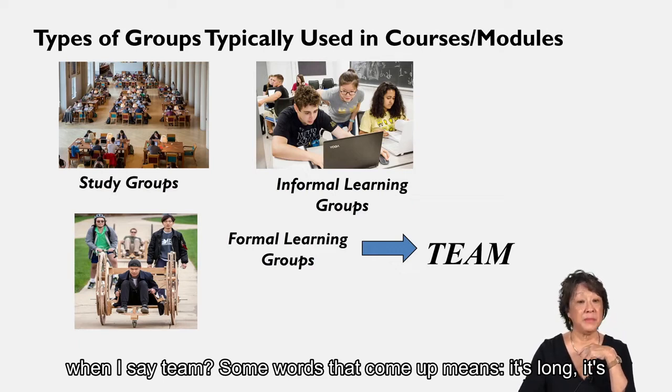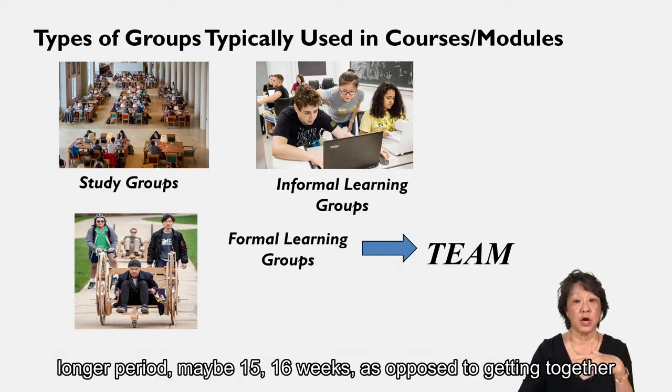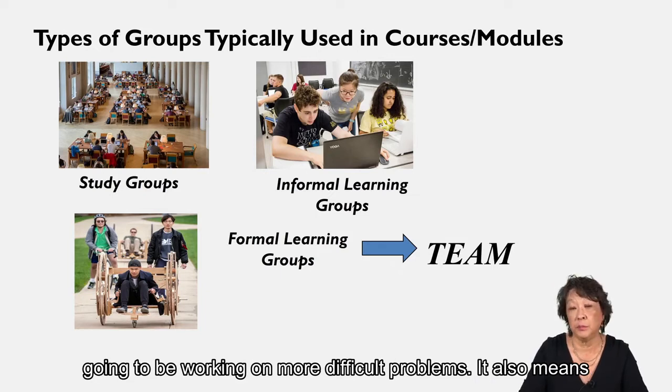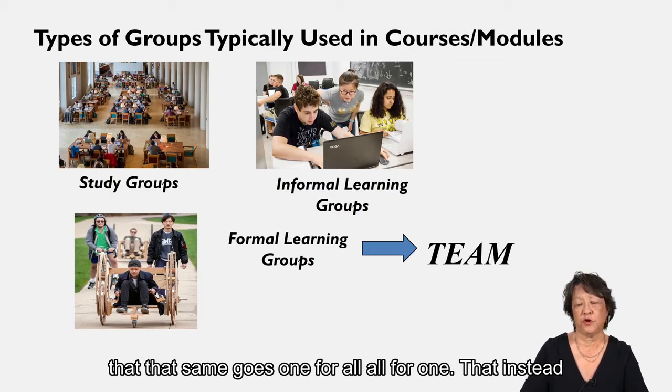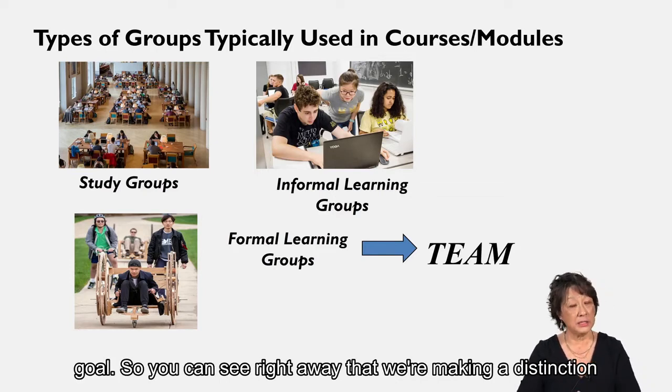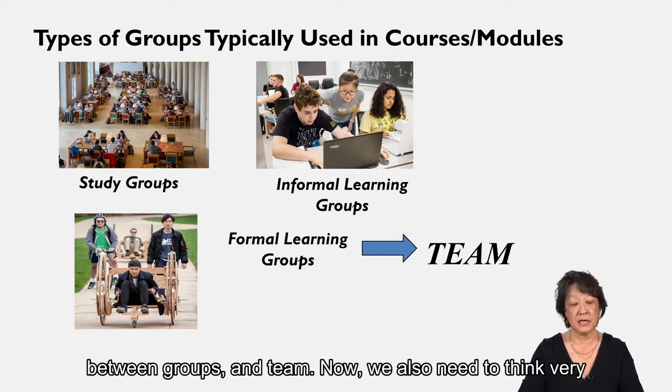Some words that come up mean it's long. It's a longer period, maybe 15, 16 weeks, as opposed to getting together for 15 minutes in the class. It probably means that they're going to be working on more difficult problems. It also means, as that saying goes, one for all and all for one, that we're working very hard, closely together for a similar goal.